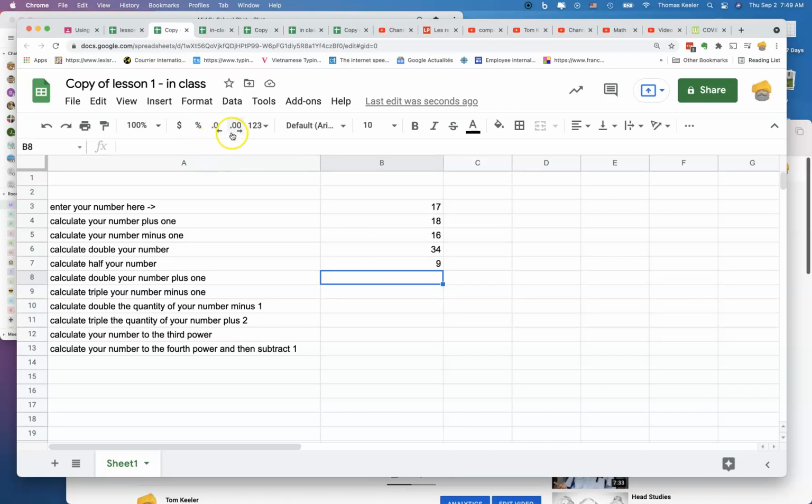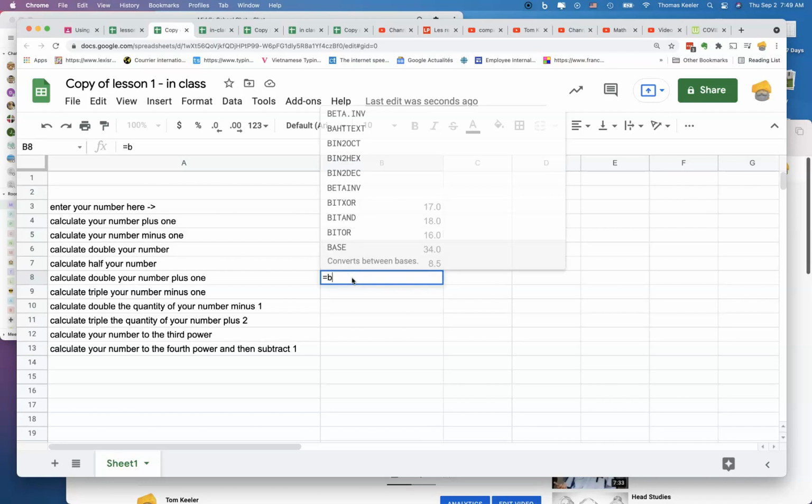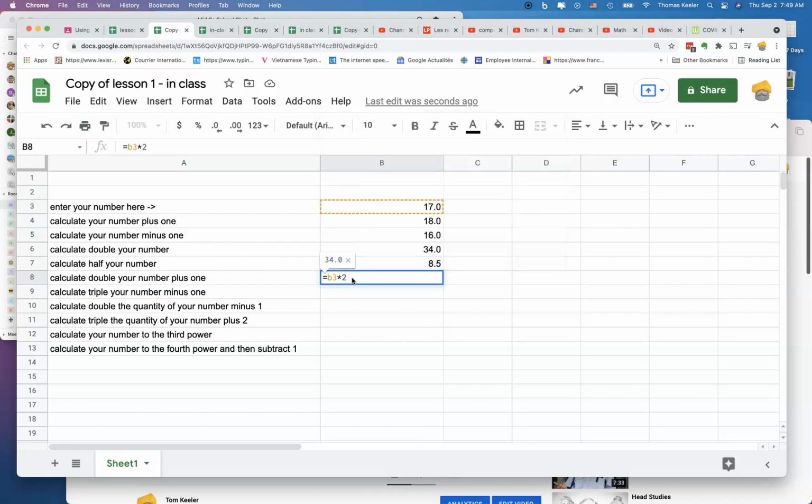Okay. And let's see if we add a decimal point and see what happens. If we say, okay, well, what about if we use decimal points? Then you see, oh, well, it did 8.5. So there you see the spreadsheet will round for you. Calculate your number, double your number, plus 1. Okay, so we're going to take what's in B3, we'll multiply by 2, 17 times 2, and then we'll add 1 to that, and we'll get 35.